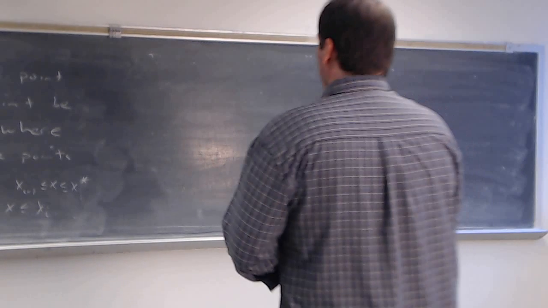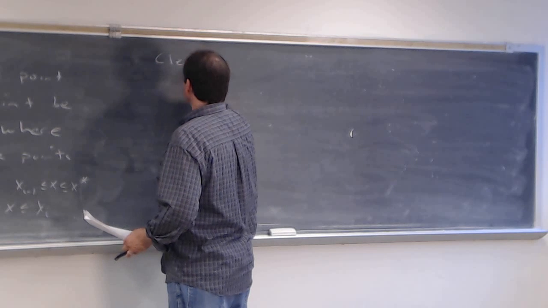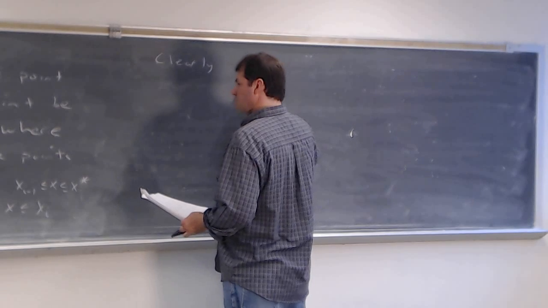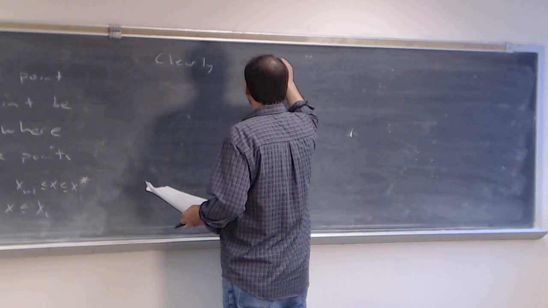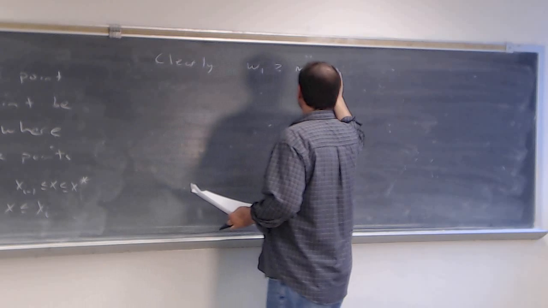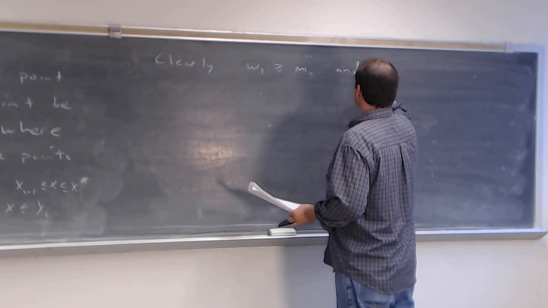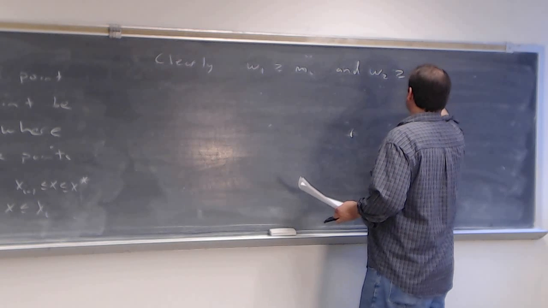Okay, here's what I'll say, and this is straight from the text. It says clearly W1 is greater than or equal to little m sub I. Okay? And same thing for W2, it's going to be greater than or equal to little m sub I.